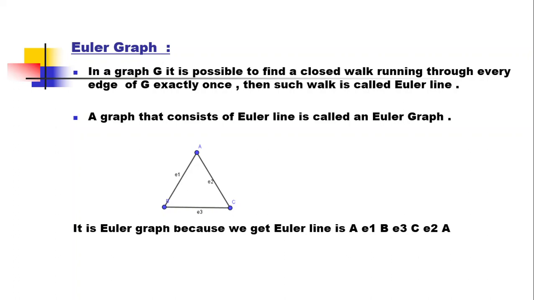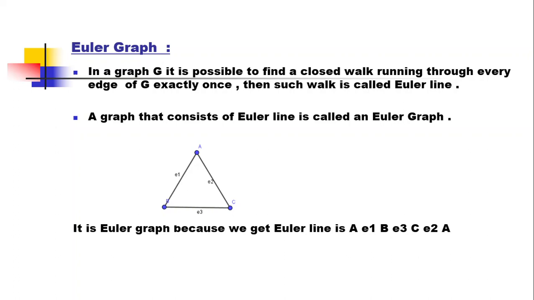In a graph G, is it possible to find a closed walk running through every edge of G exactly once? Then such a walk is known as an Euler line, and a graph that consists of an Euler line is called an Euler graph. So what is the meaning of that?